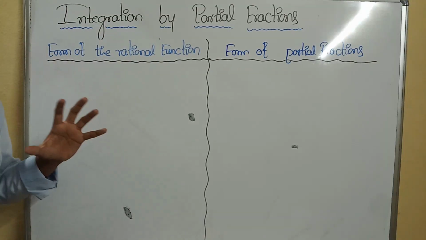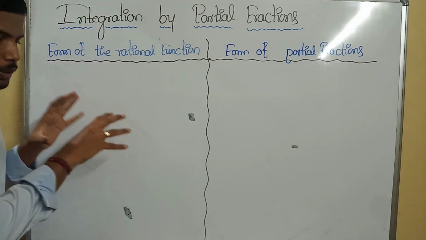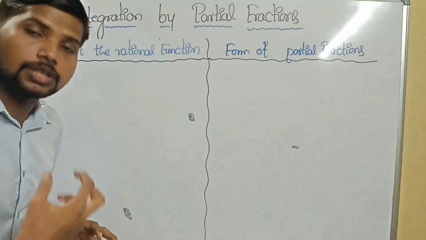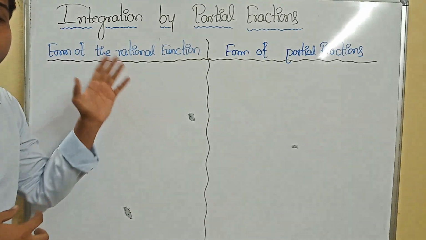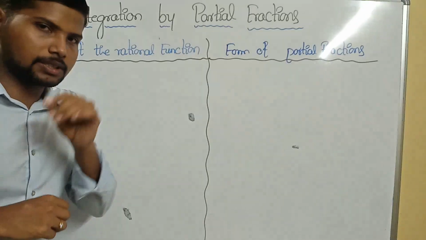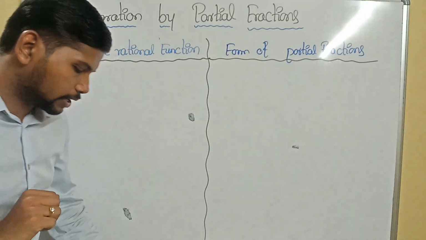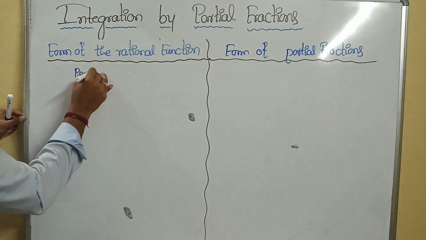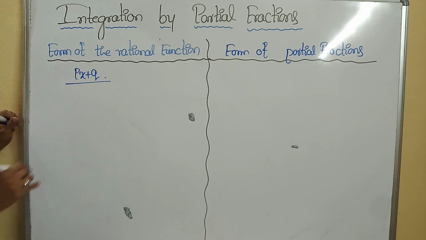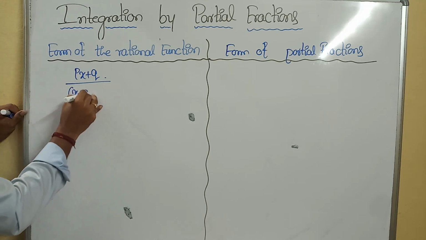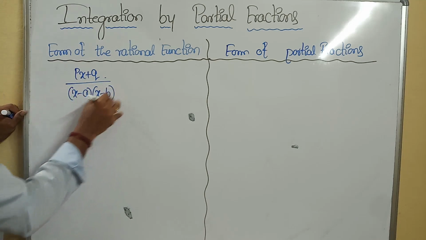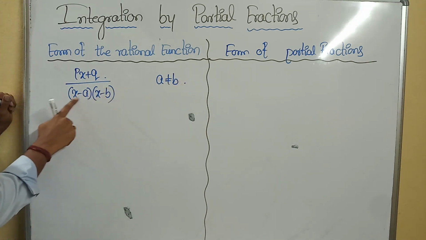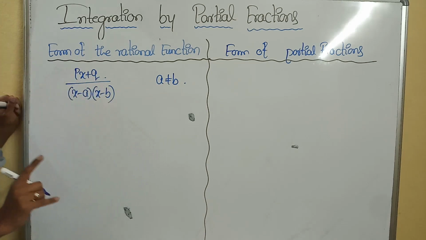Focus on the board. Here I'd like to explain how to convert a given rational function into the form of partial fractions. I'll tell you step by step. The first case is when the numerator is a linear polynomial and the denominator is a quadratic with distinct roots, meaning a is not equal to b. The quadratic is x minus a, x minus b. Here a is not equal to b.